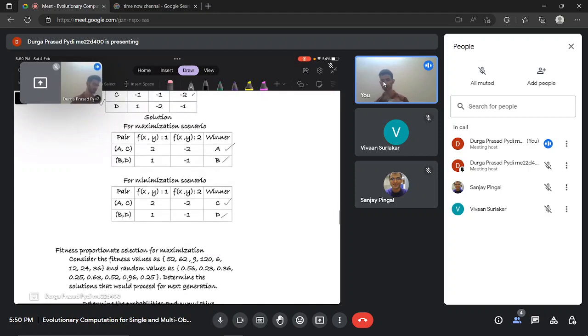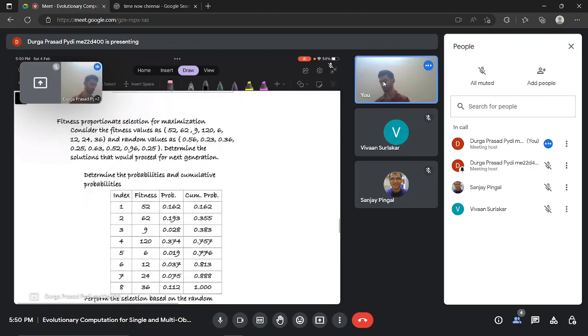Now let's go to the next type of selection operator, that is the fitness proportionate selection. Here, once we calculate all the fitness, we attribute probabilities to each of these fitnesses, and we select only those having maximum probability. We'll just go through one example that makes things clear.